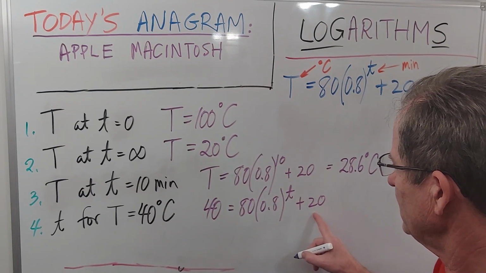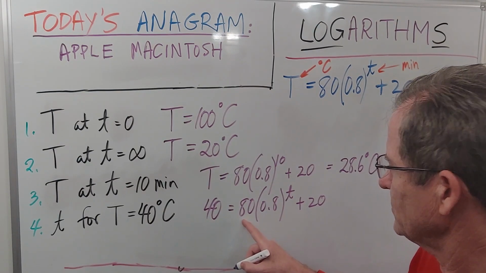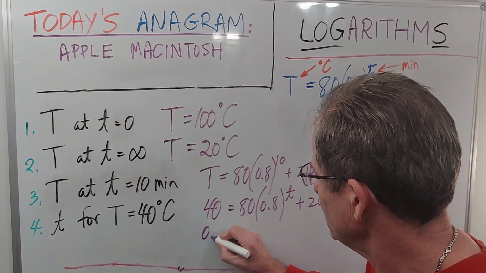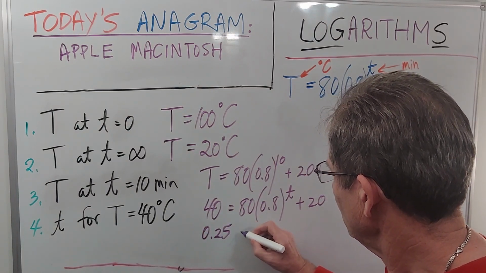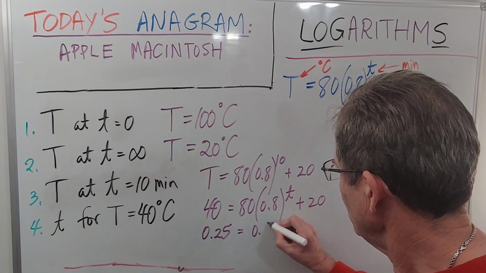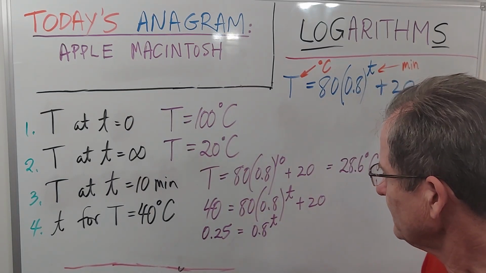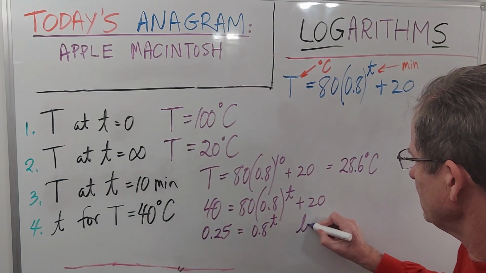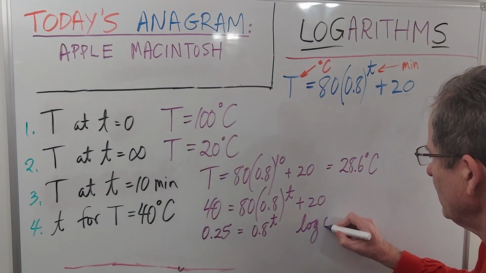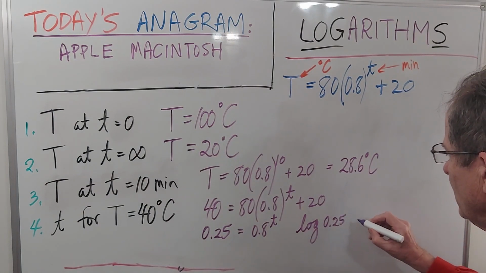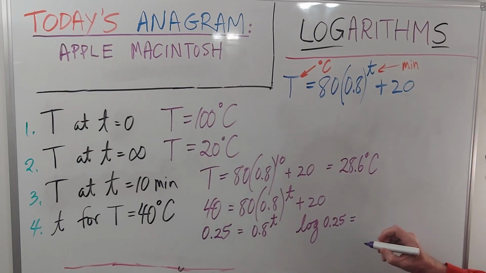So 40 minus 20 is 20. 20 divided by 80 is a quarter. So I get 0.25 equals 0.8 to the t. Don't need the brackets anymore. Take the log of both sides. I'll do all the gory details just in case you're not too familiar with the steps.